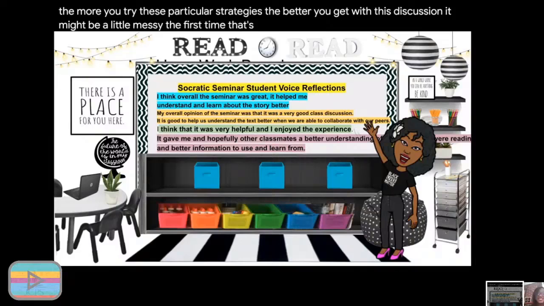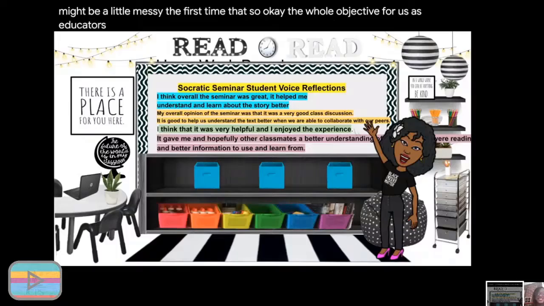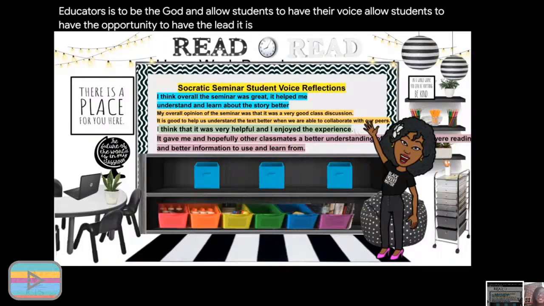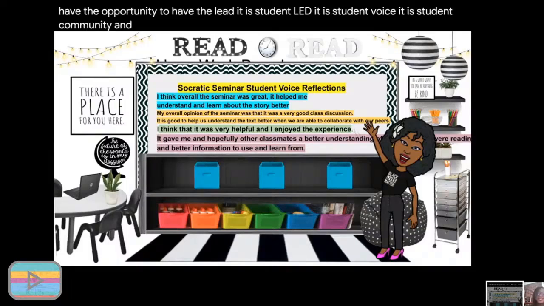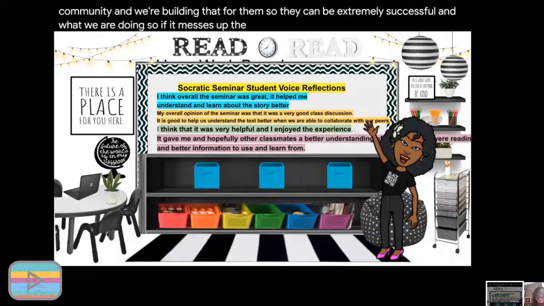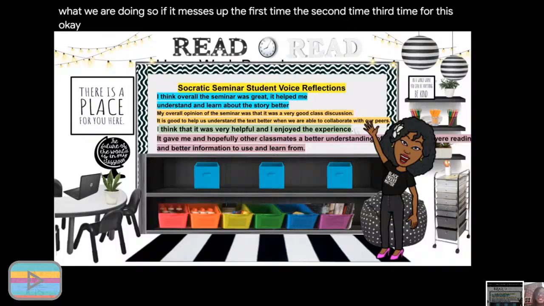That's okay. The whole objective for us as educators is to be the guide and allow students to have their voice, allow students to have the opportunity to have the lead. It is student-led. It is student voice. It is student community. And we're building that for them so they can be extremely successful in what we are doing. So if it messes up the first time, the second time, third time, fourth time, that's okay. Just keep doing it and revamping.